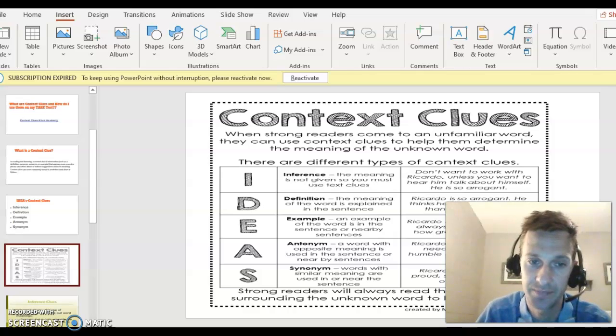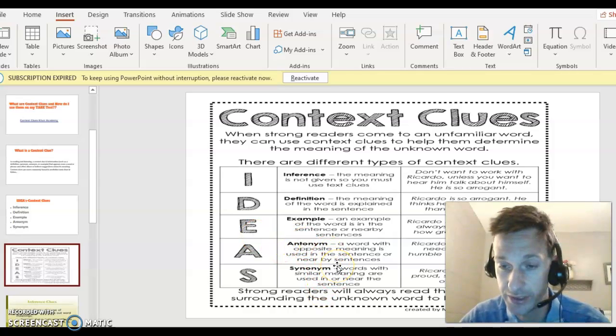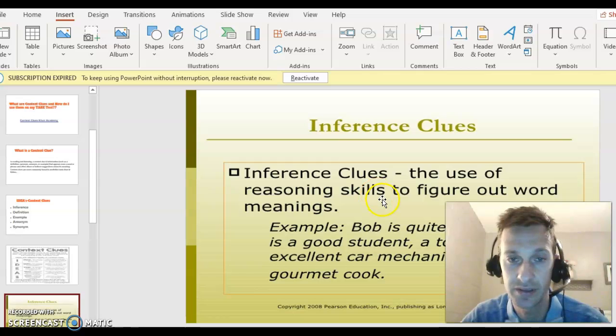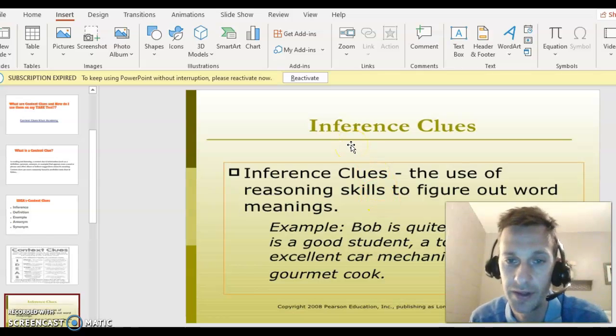So I'm going to give an example, and we're going to look at a couple of these real quick too, and then synonym and antonym. These two probably going to just touch on today. Antonym is the opposite meaning of a word. Synonym is the same meaning. I've got a whole other PowerPoint on synonym and antonym we'll probably get to next week with a video. So just for right now, know what those two are. Okay? Inference, clues. Alright, an inference, the use of reasoning skills to figure out word meanings.